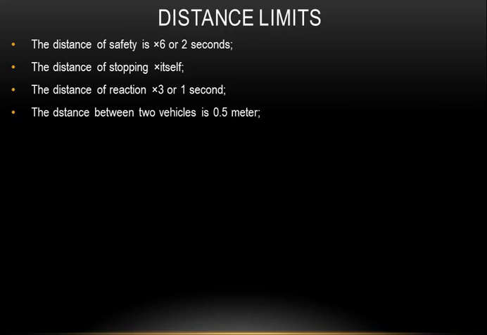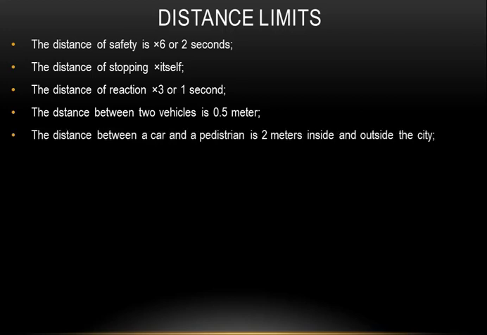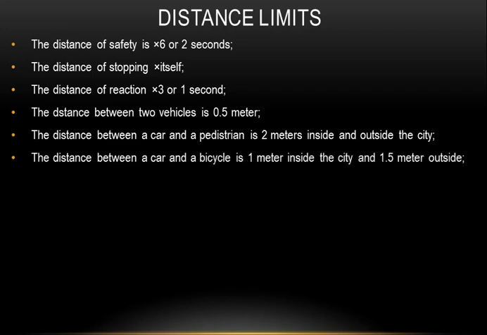Another distance is the distance that I should leave between vehicles, which is 0.5 meter, especially if I want to overtake a car from the sides. Another distance is between car and pedestrian, which is 2 meters inside and outside residential areas. Another distance is between a car and a bicycle or motorcycle, so I should leave 1 meter on the side of my vehicle and the motorcycle or the bicycle inside the city and 1.5 meters outside residential area.